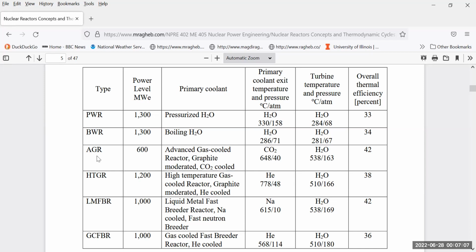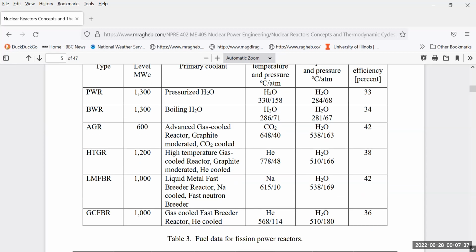Because with the advanced gas-cooled reactors, we operate at higher temperature, 640 rather than 330, you'll find that the efficiency can be increased to 40%, 38%, 42%, and 36% for the liquid metal fast breeder at 42%. The coal-powered power plants have an efficiency in the range of 40%, like the liquid metal fast breeder reactor in general.